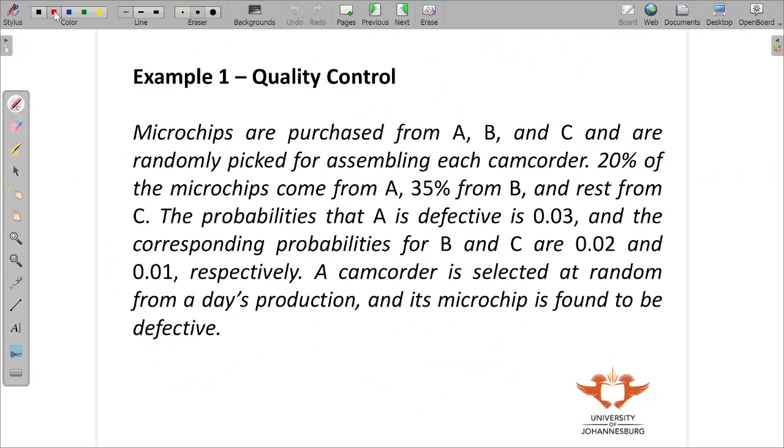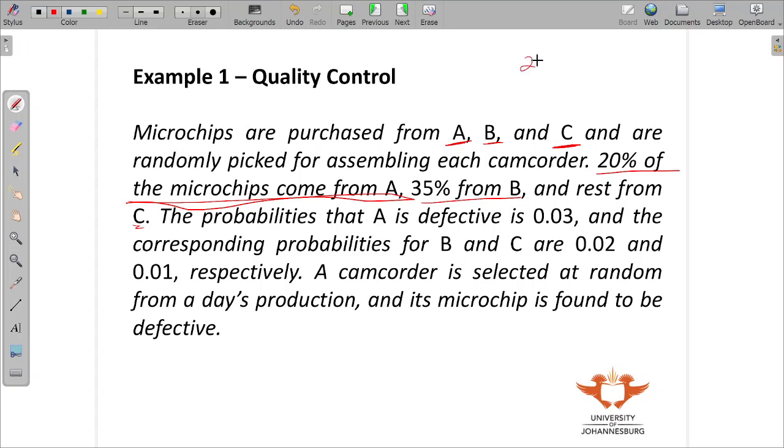Now let's take this example. Microchips are purchased from supplier ABC, or company ABC, and are randomly picked for assembling each camcorder. 20% of the microchips come from A, 35% come from B, and the rest from C.